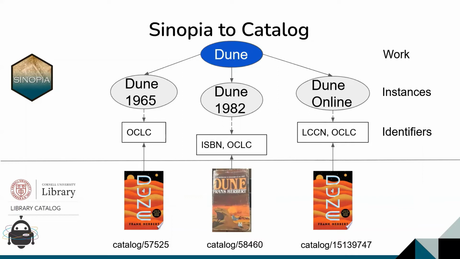And we represented that using BIBFRAME works and BIBFRAME instances in Sinopia. And for each of the BIBFRAME instances, we were sure to capture identifiers that we could then use to query the catalog to find the equivalent catalog record. So you can see how in this model, the instances on the top are mapping to individual catalog records on the bottom.